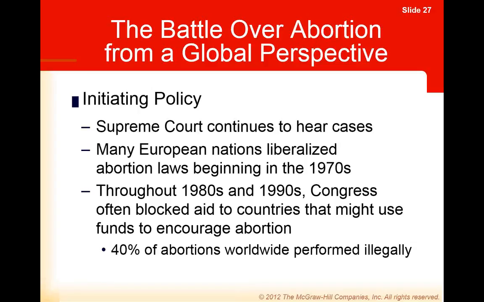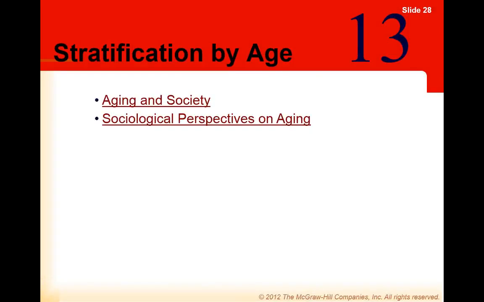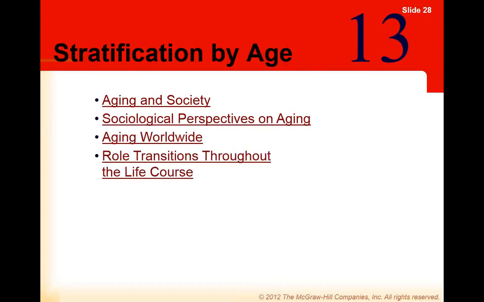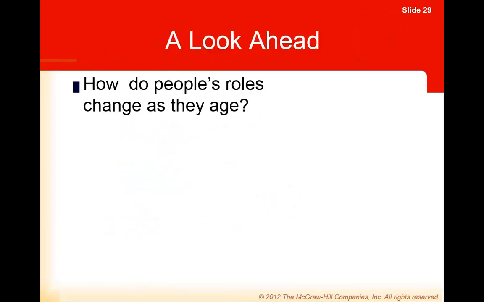It's not something that just making it illegal eliminates. So, okay, that concludes chapter 12. Now we're going to be moving on to chapter 13, stratification by age. This will be a little bit quicker, but we'll take a look at aging in society, the sociological perspectives on aging, aging in a global perspective, and then role transitions throughout the life course, and age stratification in the United States. Finally, we'll take a look at euthanasia.